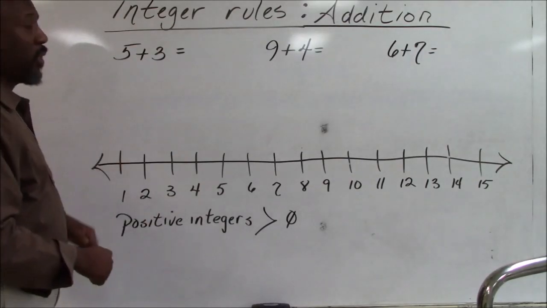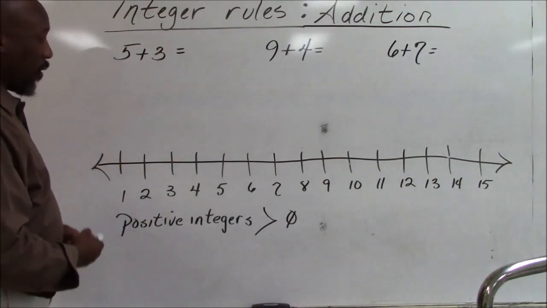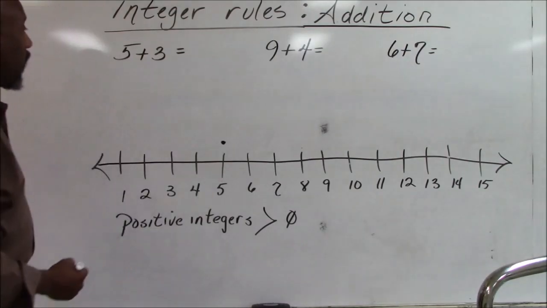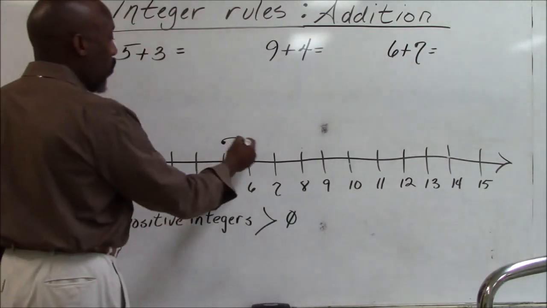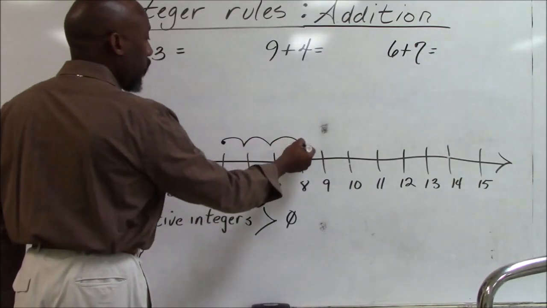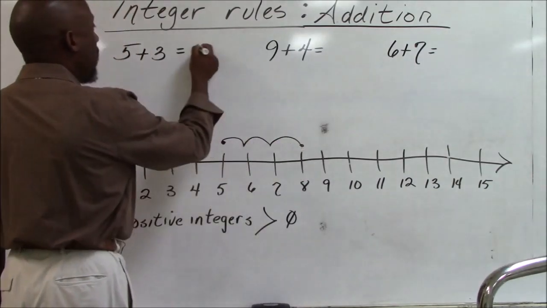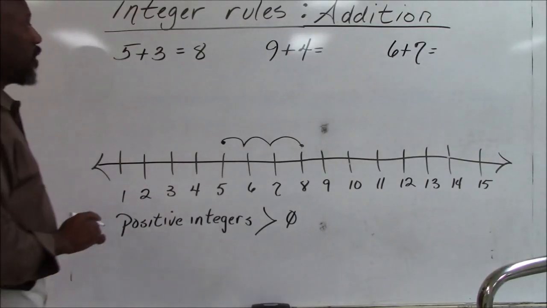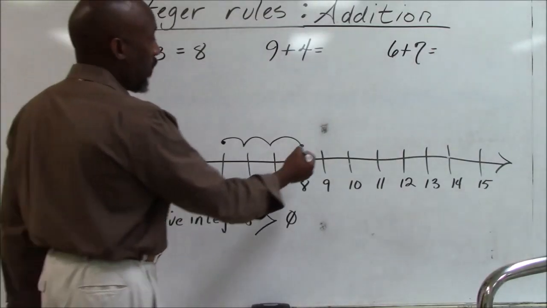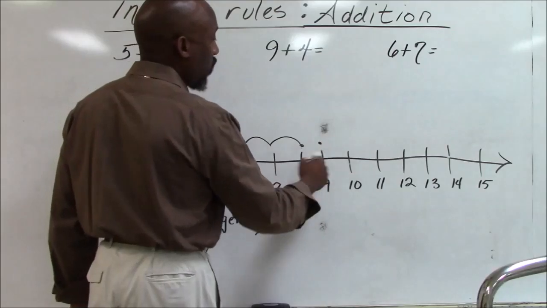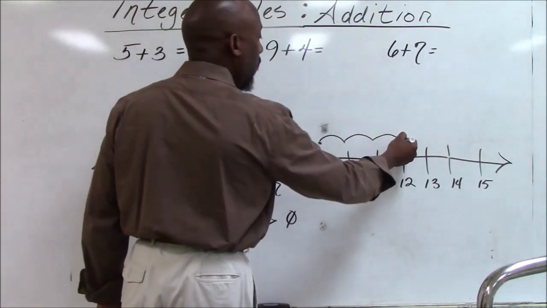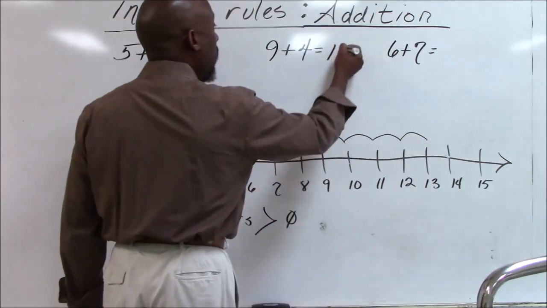Now, we've been doing this for years. We know that we can go on a number line and mark down 5, and then we can add 3 by going 1, 2, 3, and our answer would be 8. Most of us do not use a number line. I'm just showing you how you could use it. 9, and we add 4, so we continue positive. 1, 2, 3, 4, and it equals 13.